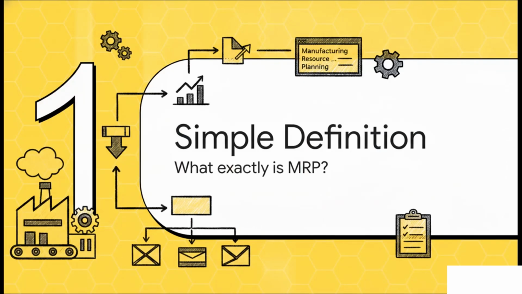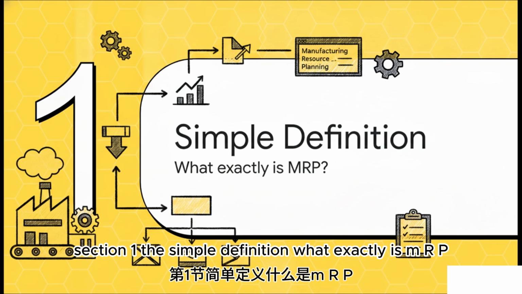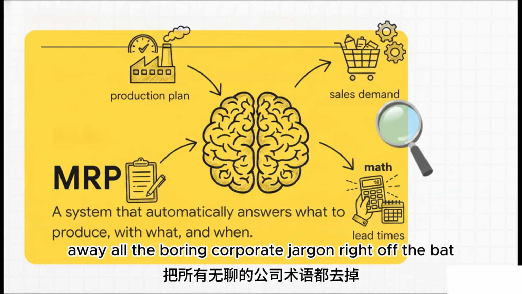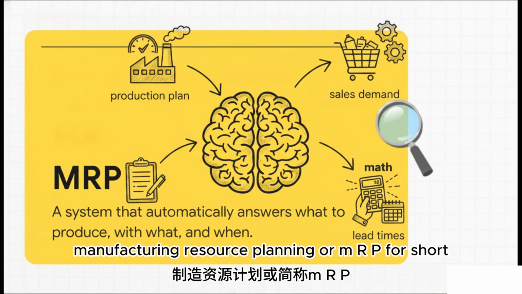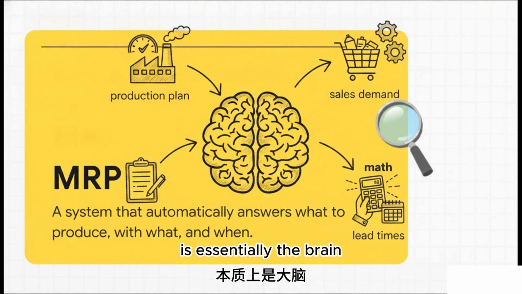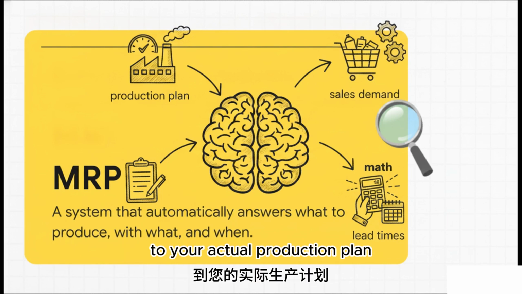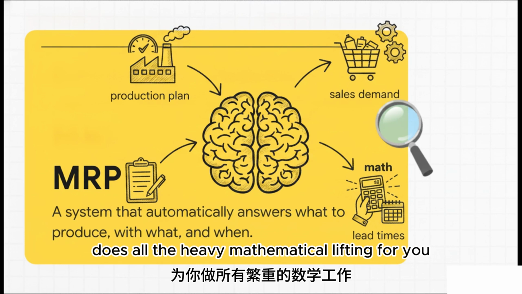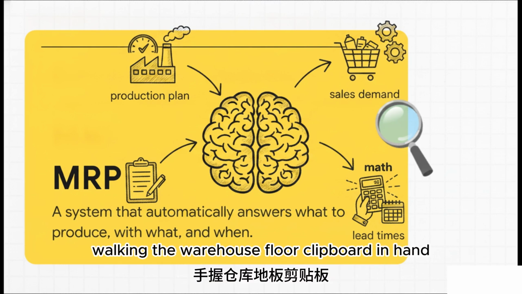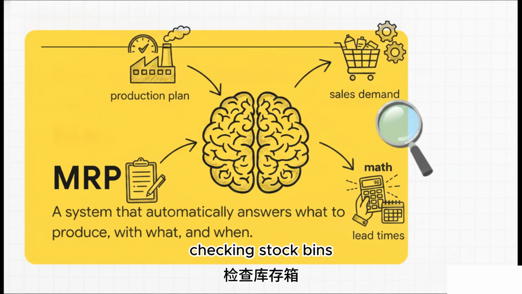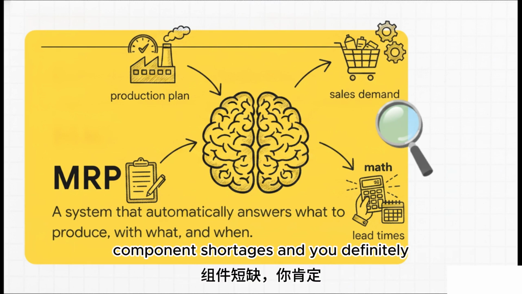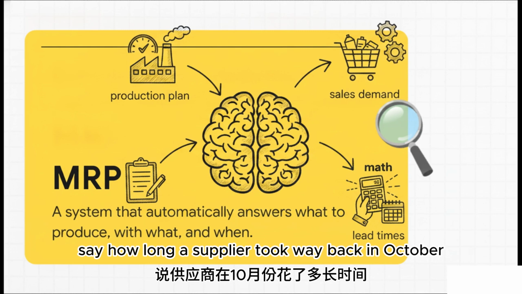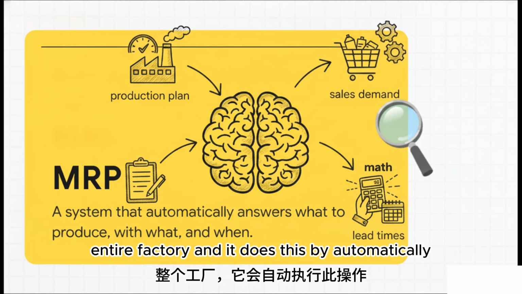So let's unpack it. Section 1. The simple definition. What exactly is MRP? Okay, let's just strip away all the boring corporate jargon right off the bat. Manufacturing Resource Planning, or MRP for short, is essentially the brain that directly connects your sales demand to your actual production plan. Think of it as a system that literally does all the heavy mathematical lifting for you. Gone are the days of manually walking the warehouse floor, clipboard in hand, checking stock bins. You don't have to scramble with a calculator to figure out component shortages, and you definitely don't have to guess your lead times based on, say, how long a supplier took way back in October. It acts as this central nervous system for your entire factory.